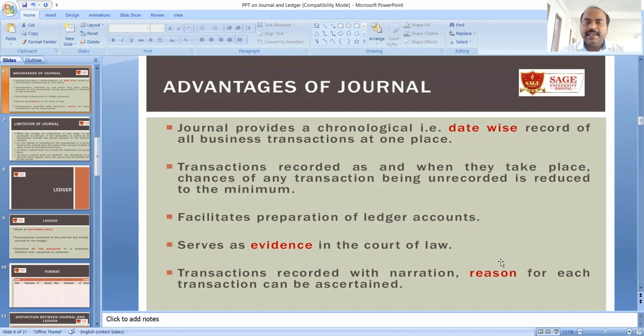It helps the accountant to prepare ledger accounts with feasibility and serves as evidence in a court of law, because we are recording the transactions with narration. The reason for each transaction can be ascertained because at the end of the transaction we write the narration. For example, for cash received from Gopal, we write 'being cash received from Gopal'. By writing like this, we can know that we have received cash from Gopal on so and so date.